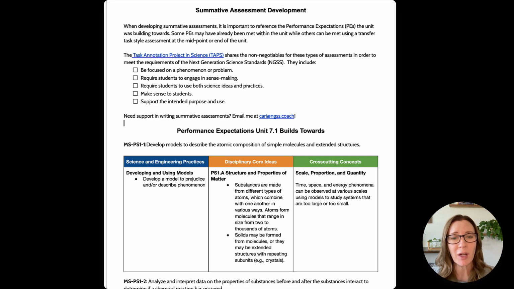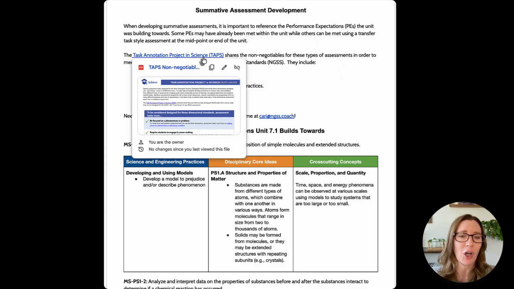So if you're thinking about developing your own summative assessment, first of all, this is what I help teachers in school districts do. So reach out if you need any support. I'm happy to work with you all. But this is the thing. We have some requirements we need to meet, and they're shared by Achieve's Task Annotation Project in Science. They shared some non-negotiables. I've linked the document here.